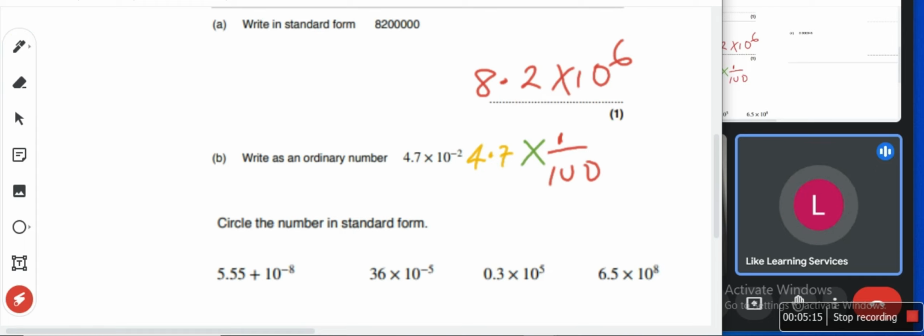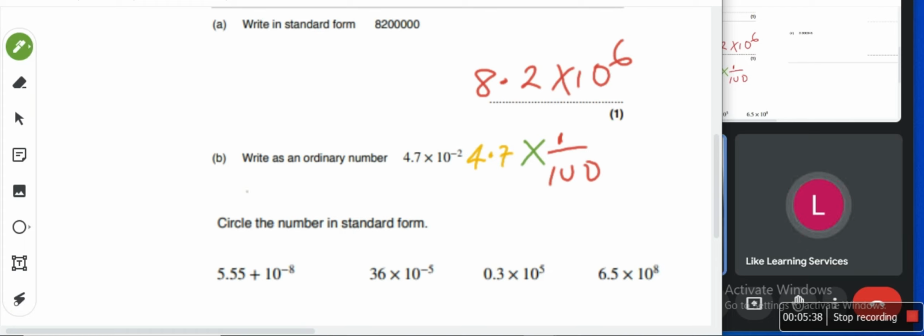So just move these decimal points. Okay, we are writing as an ordinary number. If it is 10 raised to minus 2, there will be a 0 before 4. It's 0.47. No, 0.047.